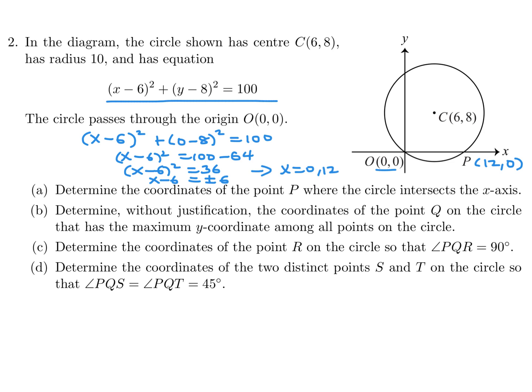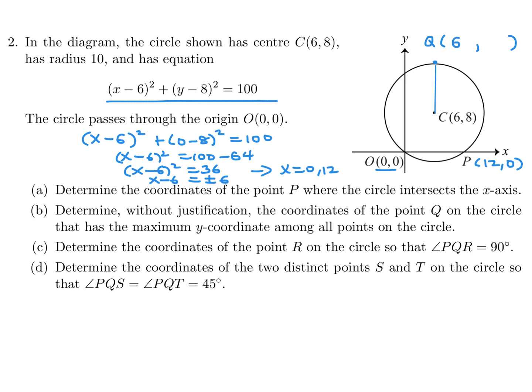Part B, determine without justification the coordinates of the point Q on the circle that has the maximum y-coordinate among all the points. Maximum y-coordinate, huh? I think that would be right up here, all the way up at the top. So obviously we're talking about this point right there, and they're calling it Q. Since it's exactly going north from 6, 8, I assume that the x-coordinate would be the same. The x-coordinate would be 6.